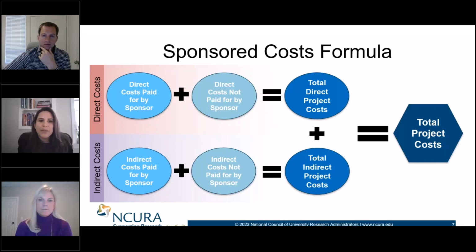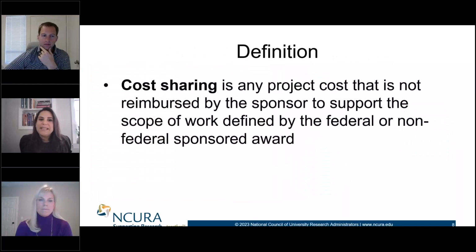And when we add both the costs paid for by the sponsor and not paid for by the sponsor, what we have are the total project direct costs and the total project indirect costs. And then when we put those together, we have the total project cost. So what it really costs to do the work. So as we navigate to the next slide, what we have here is the definition of cost sharing. Any project cost that is not reimbursed by the sponsor to support the scope of work defined by the federal or non-federal award. So in that last slide that we had with the graphic, that was that second column.